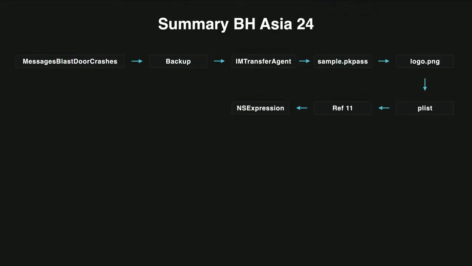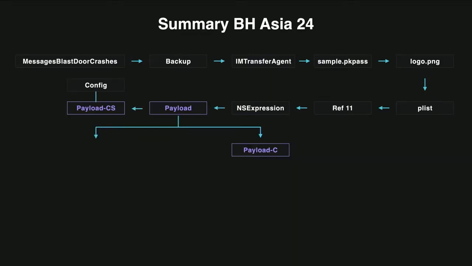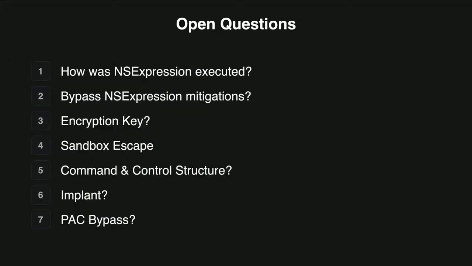So that left the chain essentially at this point. I had my NSExpression, I had my payload, I had the payload CS, which was a config, the other payload C that was called, and the other payload, and then the payload X. Yeah, and this lists a couple of open questions. How was that NSExpression executed? How did they bypass any NSExpression mitigations that were introduced by Apple before? What is the encryption key? What is the sandbox escape? What is the command and control structure? What is the implant? And what is the PAC bypass that they needed?